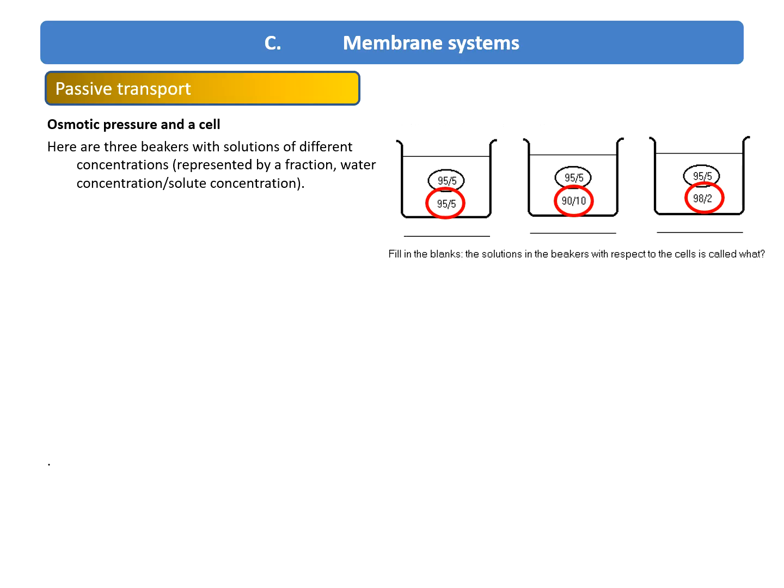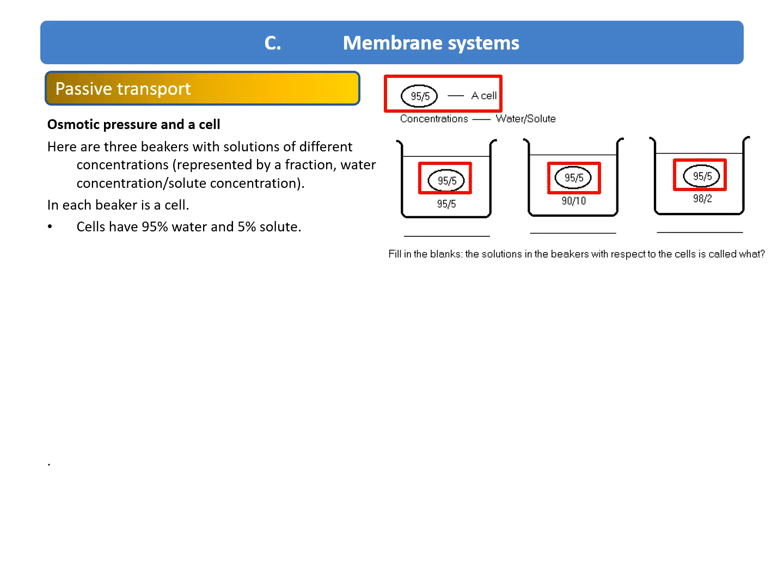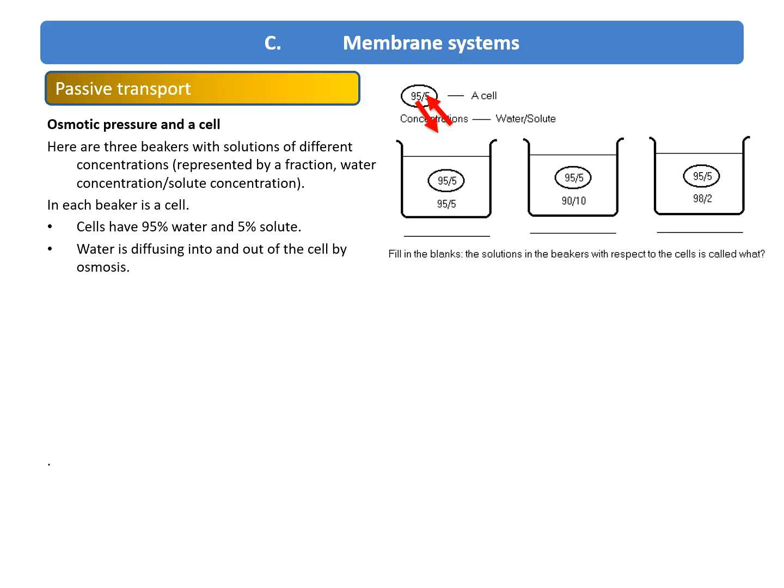Here are three beakers having different concentrations, which is represented by a fraction, the water concentration, for example, 95, over the solute concentration, for example, 5. In each beaker is a cell. The cells have a concentration of 95% water and 5% solute. Now remember, cells are surrounded by a selectively permeable membrane. Water easily diffuses into and out of the cell by osmosis.